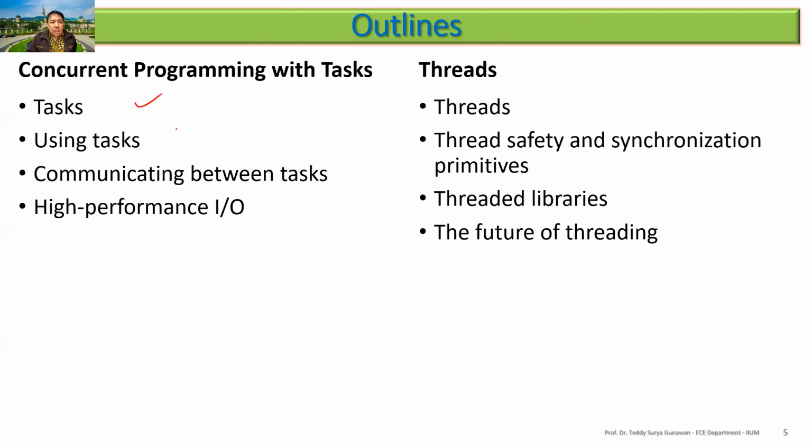So what is a task, how to use tasks, communication between tasks, and high performance I/O. How we can use asynchronous programming to achieve high performance I/O, meaning that we can serve multiple requests at the same time. Then we have threads, and thread safety and synchronization primitives. This is different from Rust, because Rust prevents data races, so we need to ensure that it is safe.